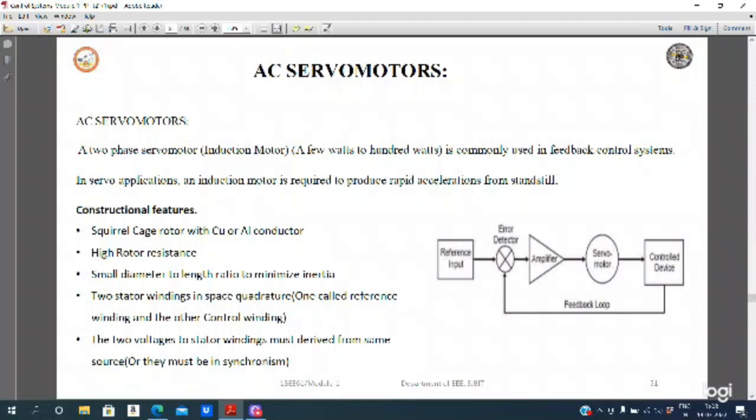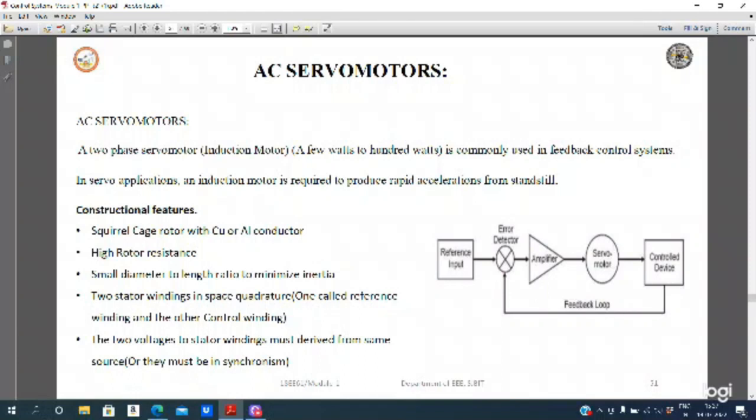Here the servo motor is controlled by an amplifier, and if you have any error in the system, it is given back through the feedback to the error detector. The reference input and the feedback loop are compared at the error detector. If there is any difference, it is detected as an error and given to the amplifier, and then to the servo motor.